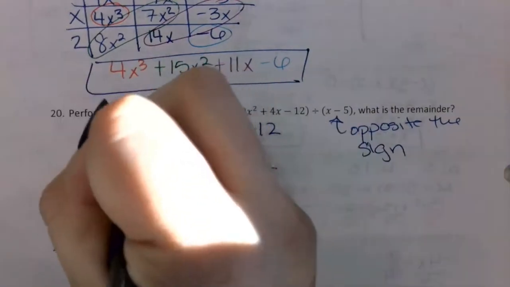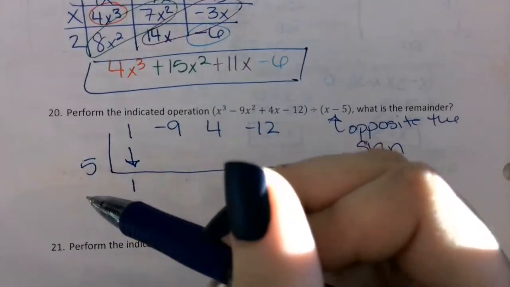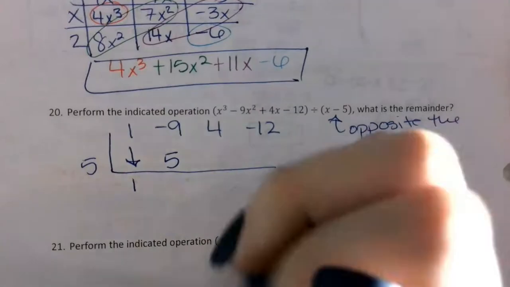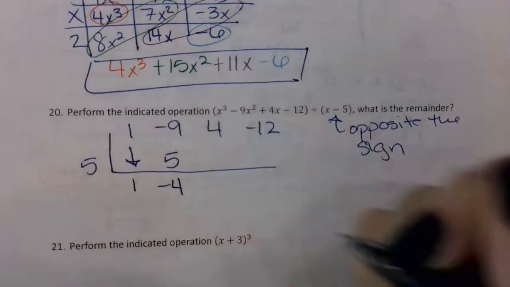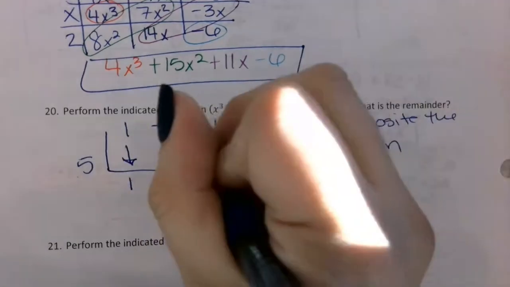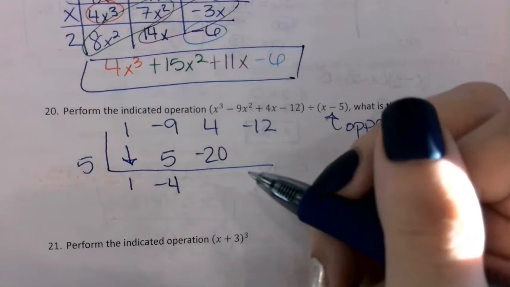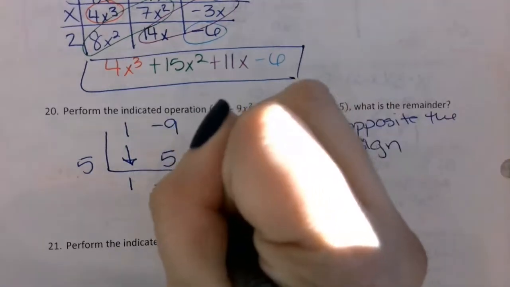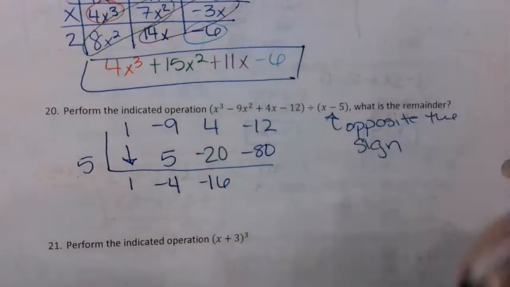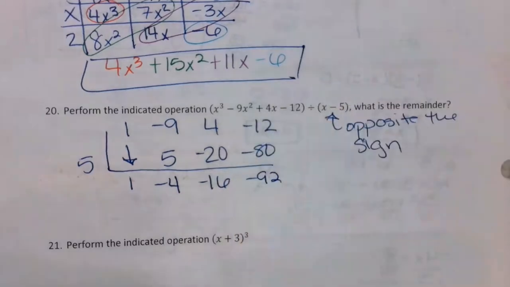I bring my first number down. Then I take that number and I multiply by the number outside. 1 times 5 is 5. Negative 9 plus 5 is negative 4. Negative 4 times 5 is negative 20. 4 minus 20 is negative 16. Negative 16 times 5 is negative 80. Negative 12 minus 80 is negative 92.